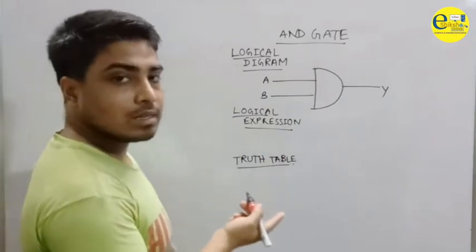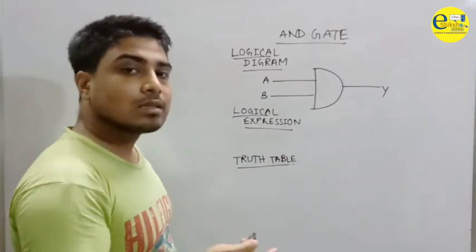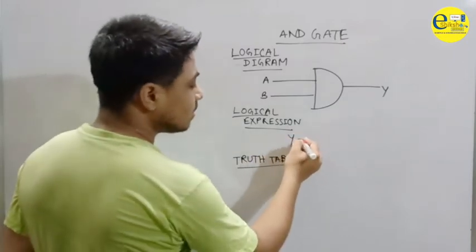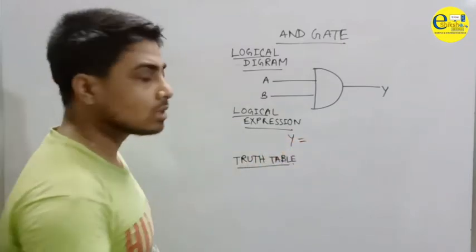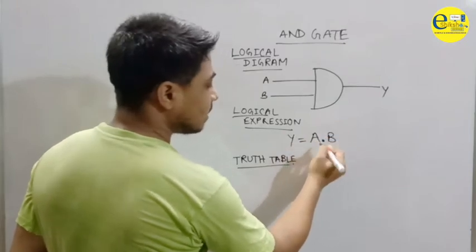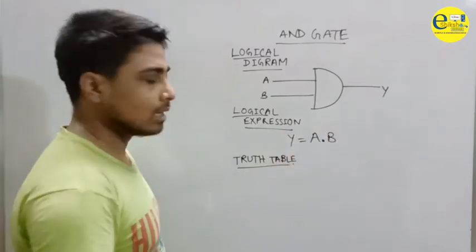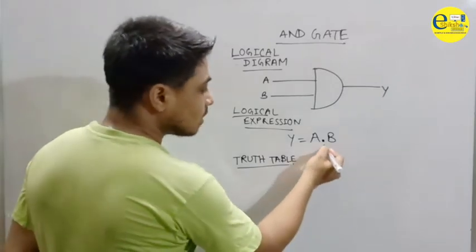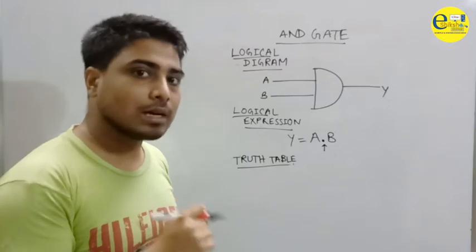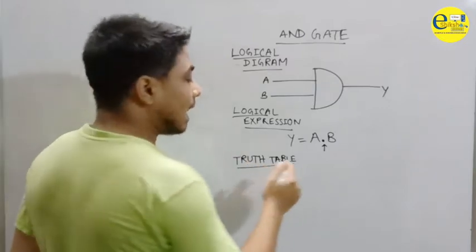I'm again repeating it, the logical expression implies how the output is related with inputs. So here my output is Y, and it is related with inputs like this, A dot B. This dot, don't be confused with multiplication. This is not multiplication. This is logical AND operator.